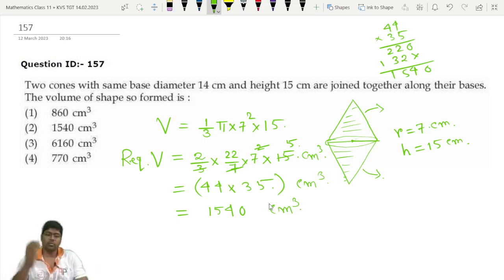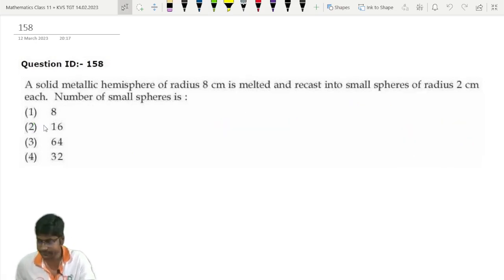That means volume of the total combined figure. Okay, two cones we are joining. So option 2 is the correct answer. So this was question number 157. Now come to question number 158.